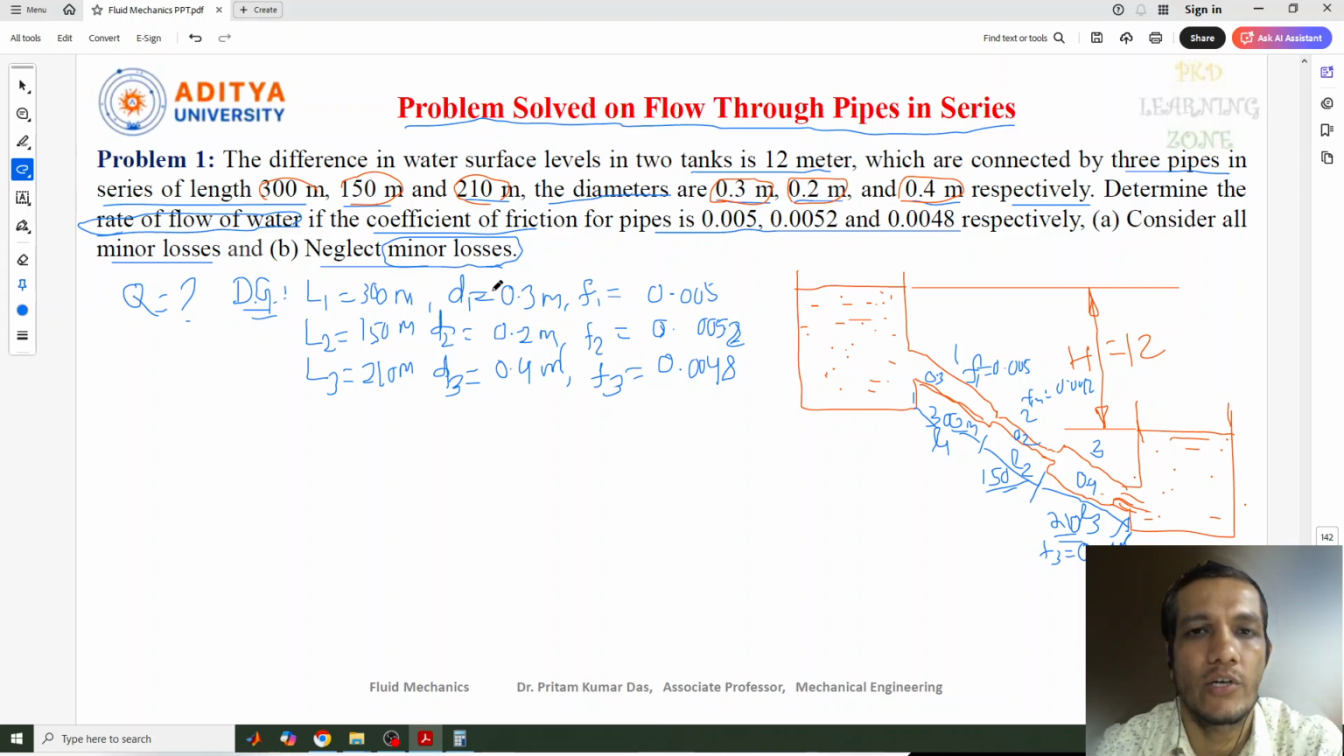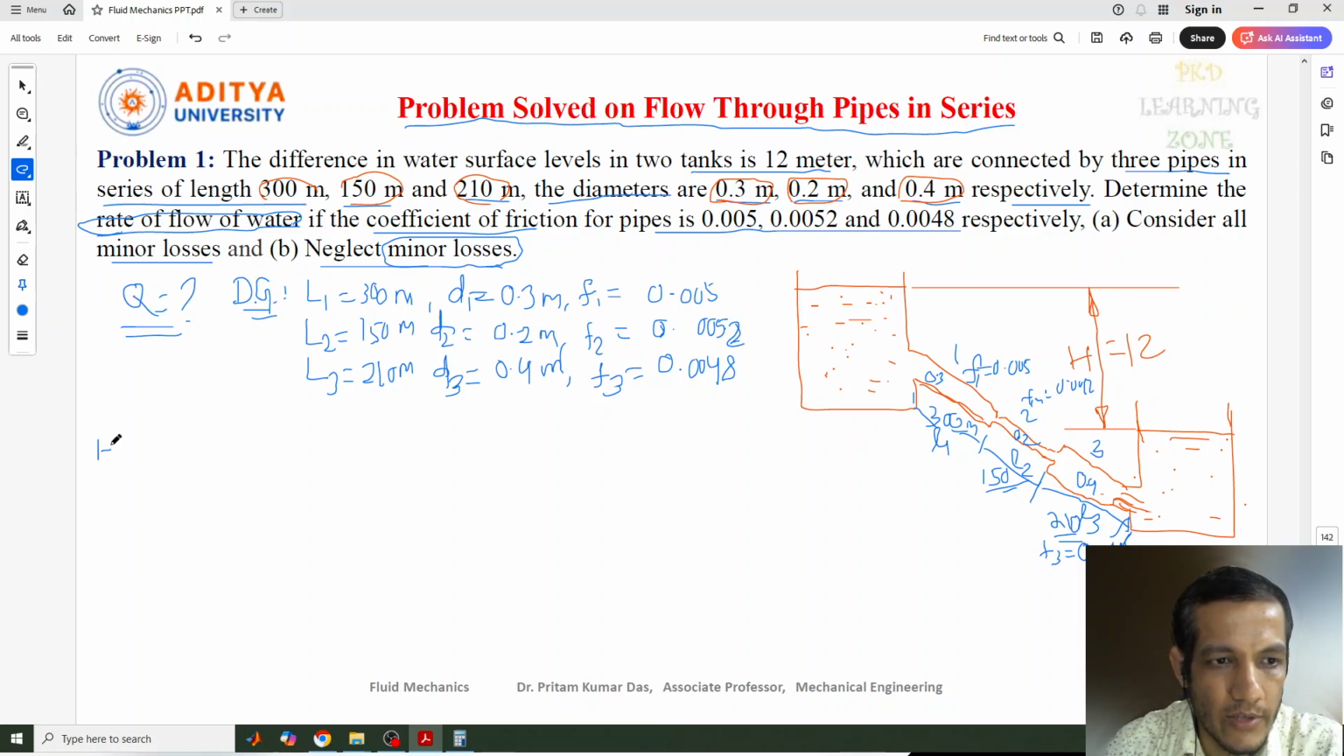So two things we need to calculate. That means Q needs to be calculated by two methods. One is by considering all minor losses, another one is neglecting minor losses. Okay, so first, if you remember the formula to find out these losses, we know the relation was there.